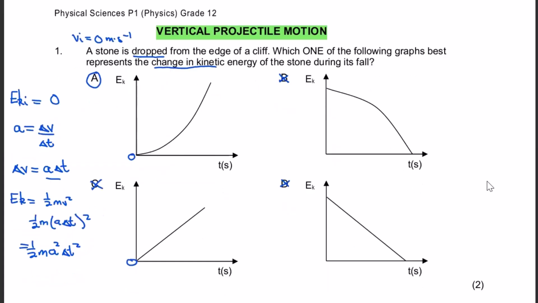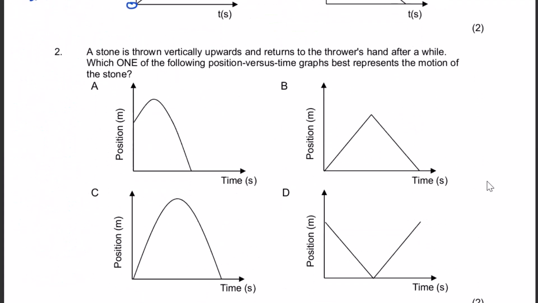Then moving on to question 2. Question 2 reads: a stone is thrown vertically upwards, right? When you throw something, it means the initial velocity is greater than 0. It goes vertically upwards and returns to the thrower's hand, right? So it left your hand and then returns to the thrower's hand after a while. Then which one of the following position versus time graphs best represents the motion of the stone?